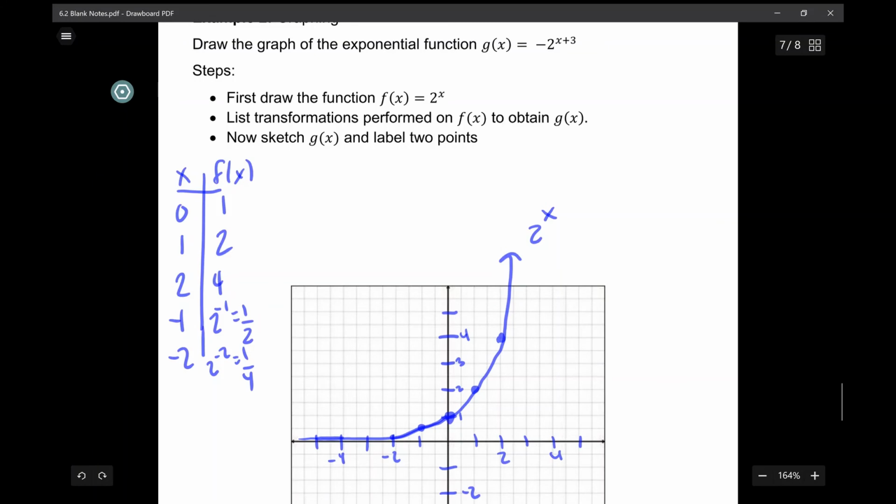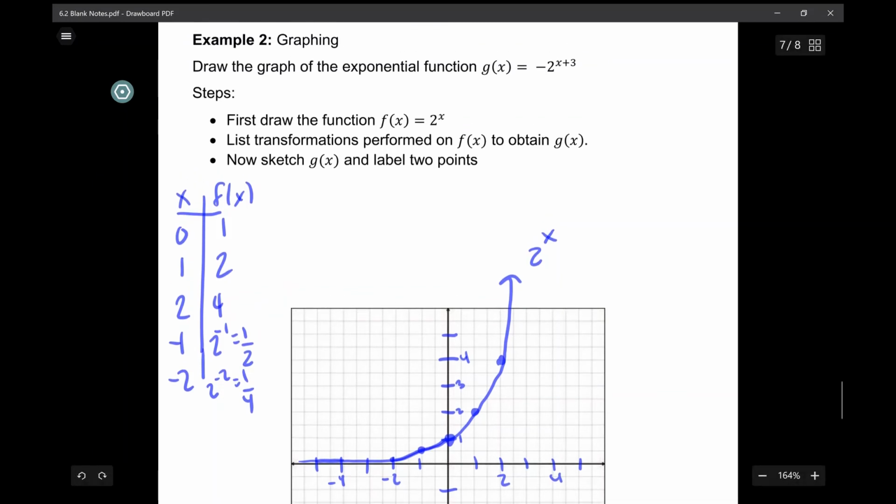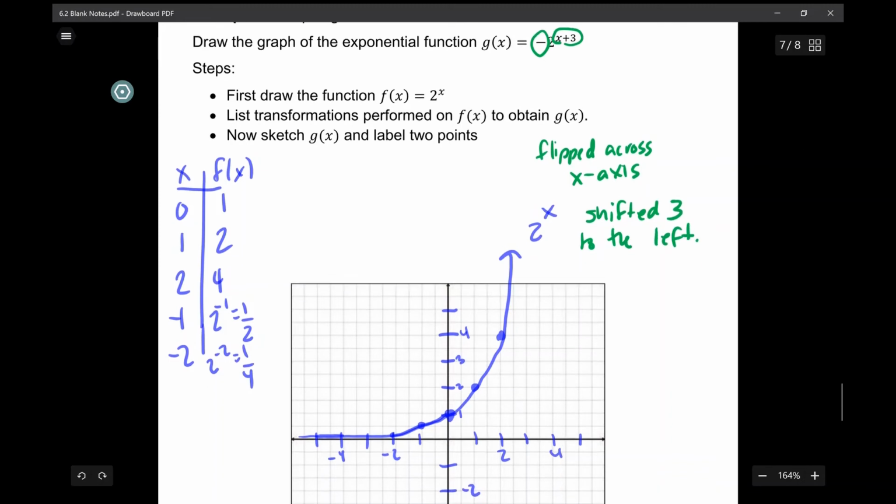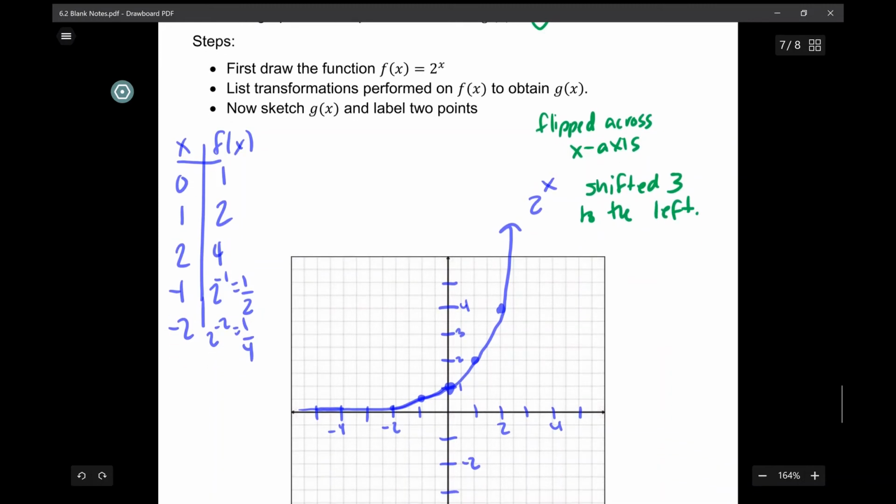And now let's see about listing the transformations that we need to perform on f of x to obtain g of x. Well, there's two transformations, right? We have the negative outside, which we need to do first. So we need to flip it across the y-axis, right? Because it's flipped across the x-axis. Sorry about that. Flipped across the x-axis. And we have this +3, so it's shifted 3 to the left. Okay, so we need to flip every point across the x-axis and then shift 3 to the left.